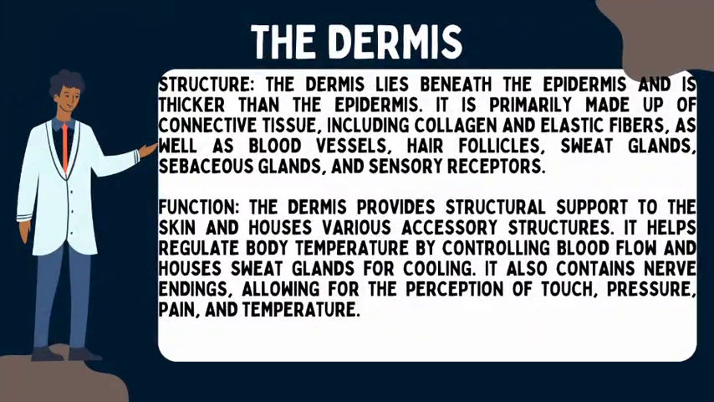Second layer, the dermis. Structure. The dermis lies beneath the epidermis and is thicker than the epidermis. It is primarily made up of connective tissue, including collagen and elastic fibers, as well as blood vessels, hair follicles, sweat glands, sebaceous glands, and sensory receptors.